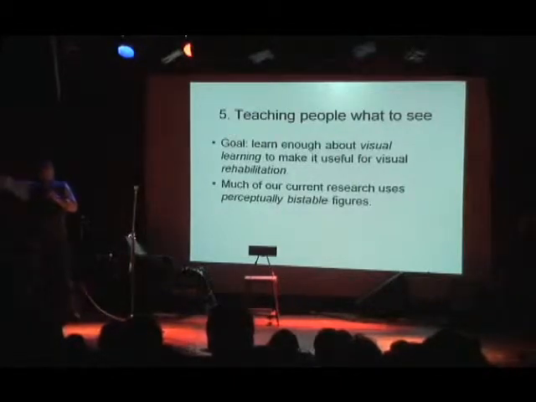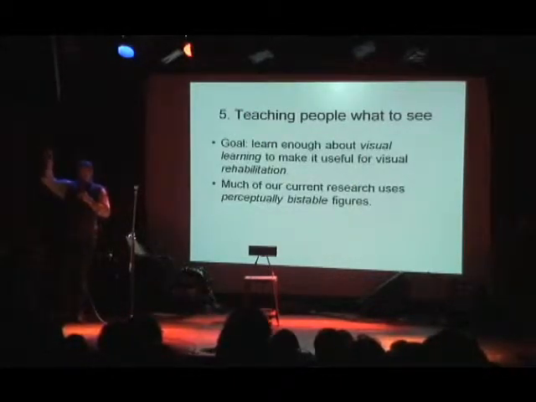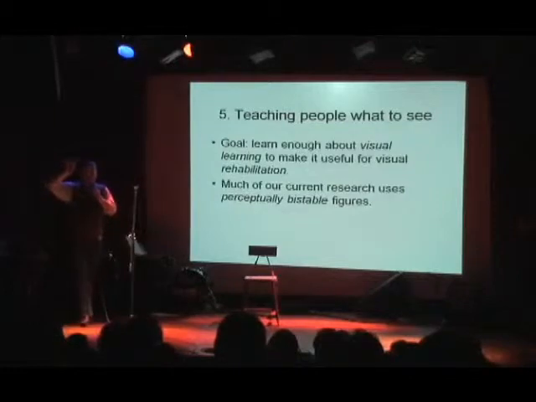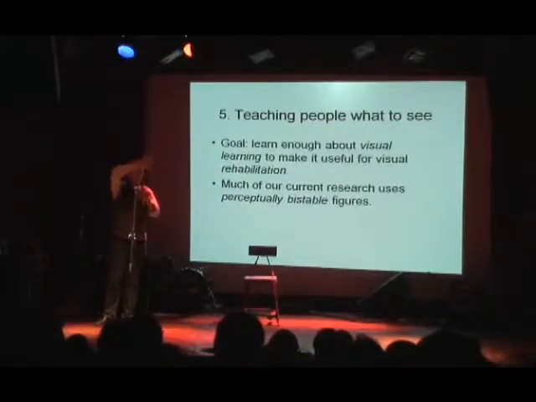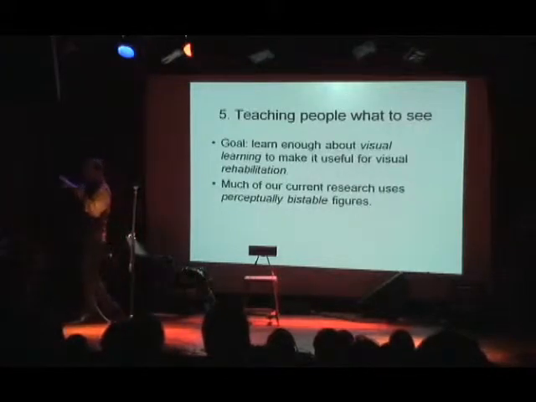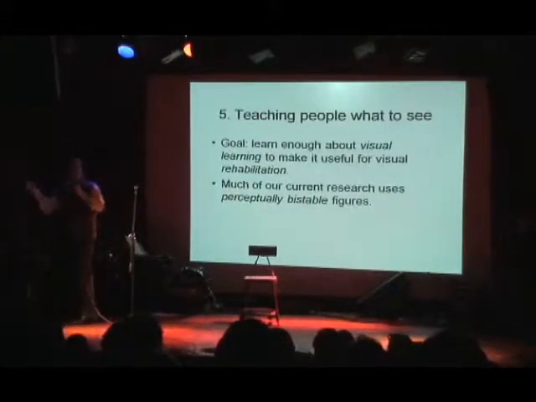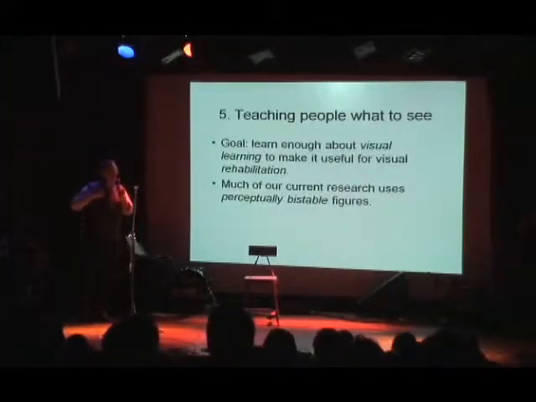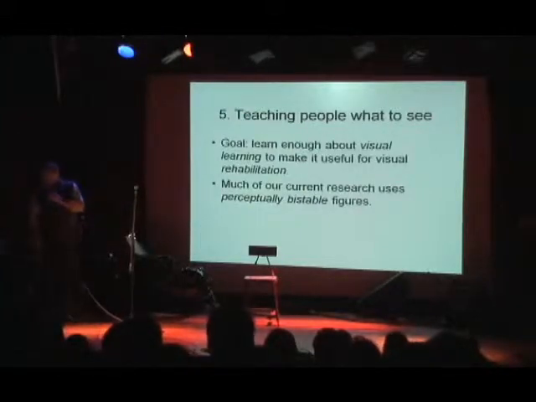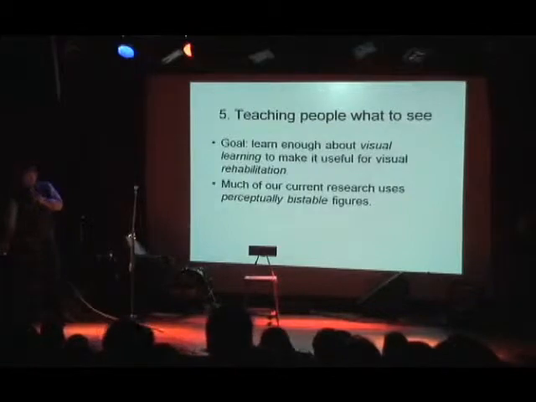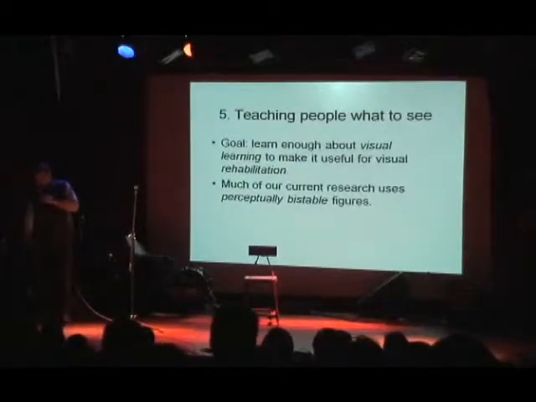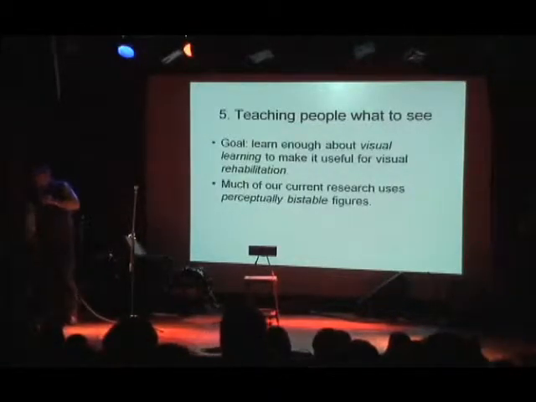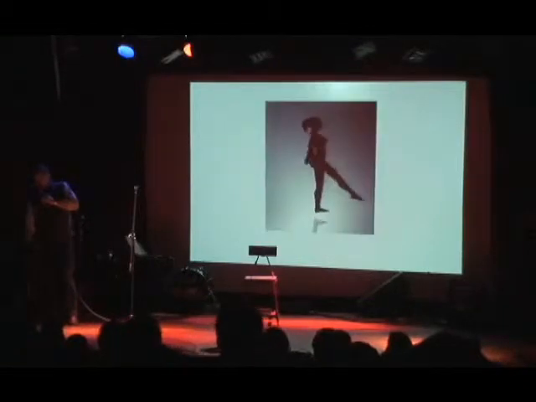And the visual system is damaged, and there are some specific things that they don't do very well, like paying attention to isolated objects in the visual field. So it's very difficult to avoid visual distraction. Can you actually recover the ability to pay attention to particular things in the visual field? And much of our current work uses these perceptually bistable figures because they're very tractable scientifically.